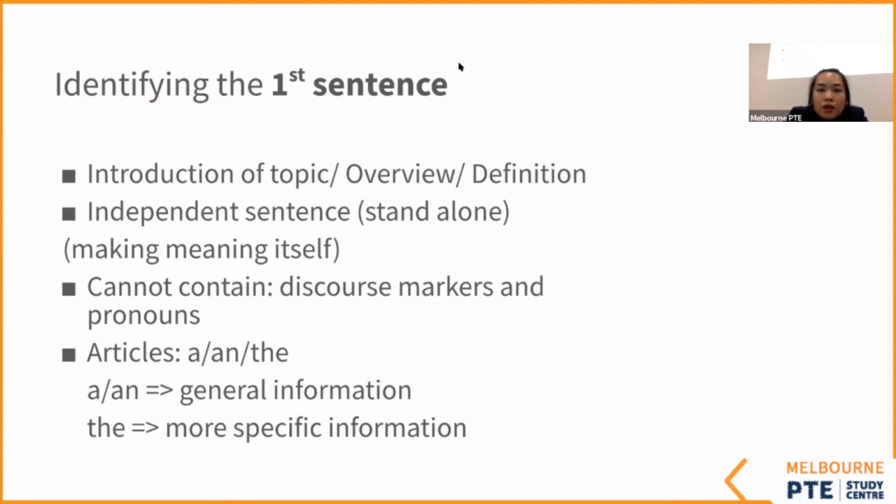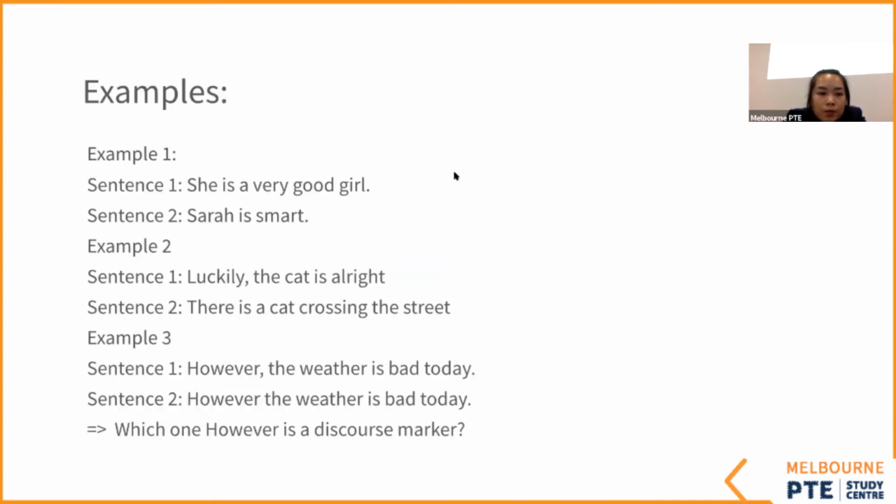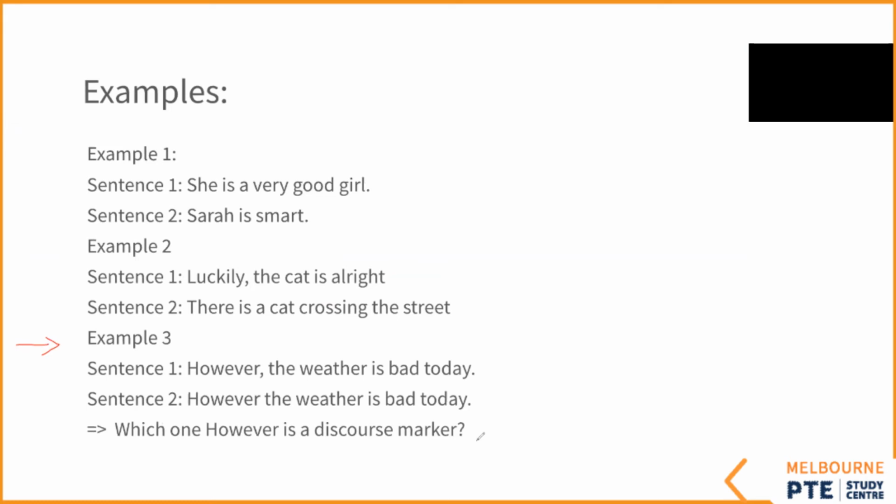Right. Now I need you to look at another example about this. Can you go through example number 3? You have two sentences, sentence 1 and sentence 2. Now the question here is, which one has however, a discourse marker? I think the one with the comma. Second one or the first one? First one. Now, what's the difference between these two sentences? Why did you select the first one?